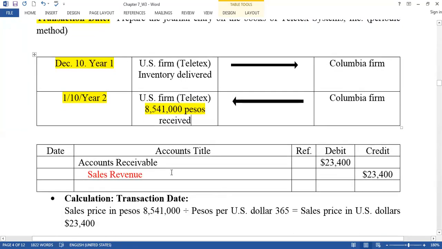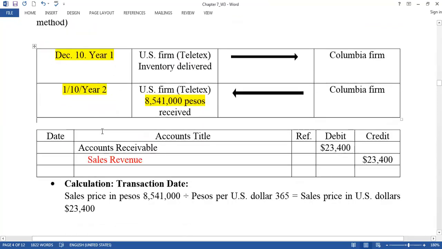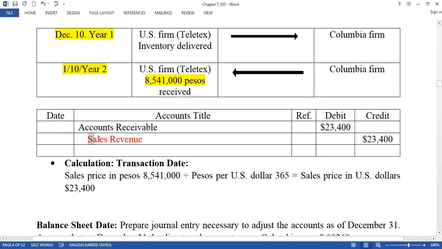Now let's see the journal entry. This is the first journal entry based on the question. The US company sold, so they record sales revenue, right? Sales revenue credit and accounts receivable debit. Accounts receivable debit means this money they will receive in future. So they will receive pesos, but they are going to convert pesos into dollars. That's why we divide the pesos by the indirect rate, and it becomes the dollar.